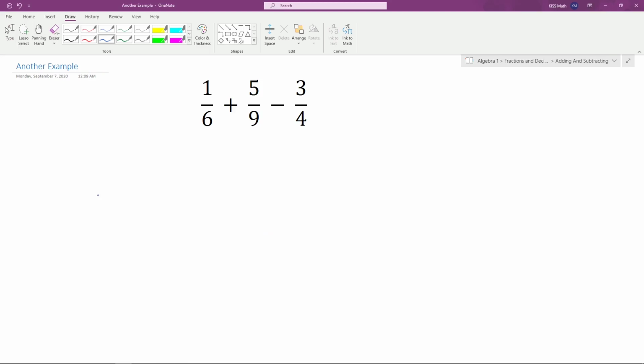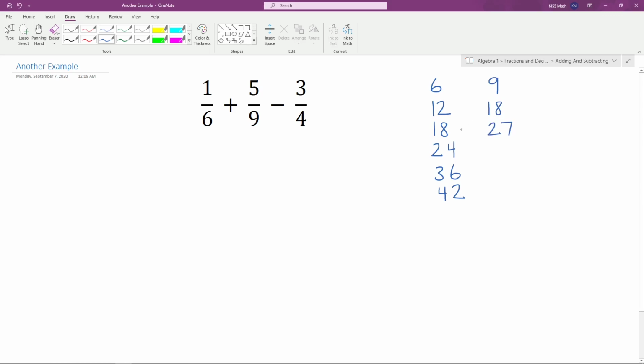Alright, so that last one was pretty easy. How about something like this? 1/6 plus 5/9 minus 3/4. So none of the denominators here are the same, which means we have to find the least common multiple between all of them. Since 6, 9, and 4 are relatively manageable, we can list out the multiples pretty easily. So let's try and do that. So for 6, we'll do 12, 18, 24, 36, 42, and then for 9, we have 18, 27.